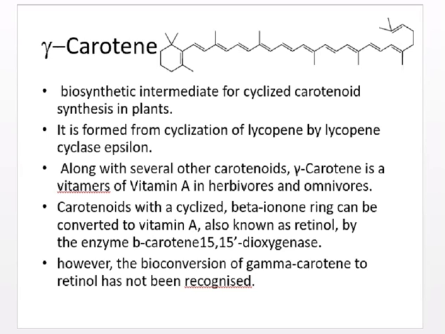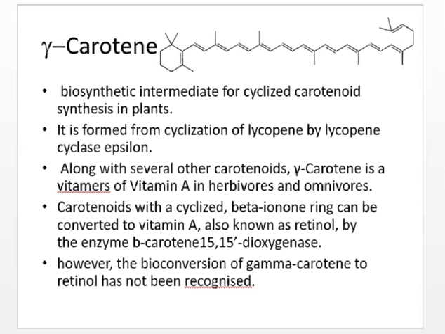So this is gamma-carotene. Biosynthesis as an intermediate of cyclized carotene synthesis in plants. It is formed from the cyclization of lycopene by lycopene cyclase epsilon, along with several other carotenoids. Gamma-carotene is a vitamin A precursor.